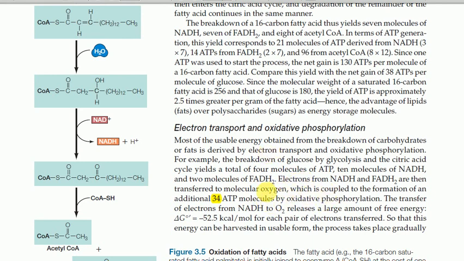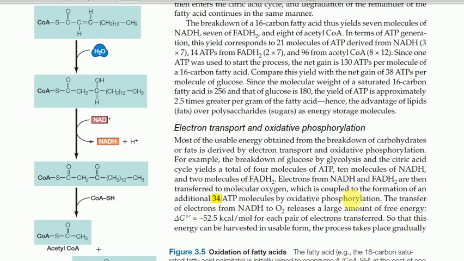Lakini that's not the important thing tunachotaka kueleza. So the electrons from NADH and FADH are then transferred to the molecular oxygen, which is coupled to the formation of additional 34 ATP molecules by oxidative phosphorylation. The transfer of electrons from NADH to oxygen releases a large amount of free energy, about negative 52.5 kilocalories per mole for each pair of electrons transferred, so that this energy can be harvested in usable form. The process takes place gradually.